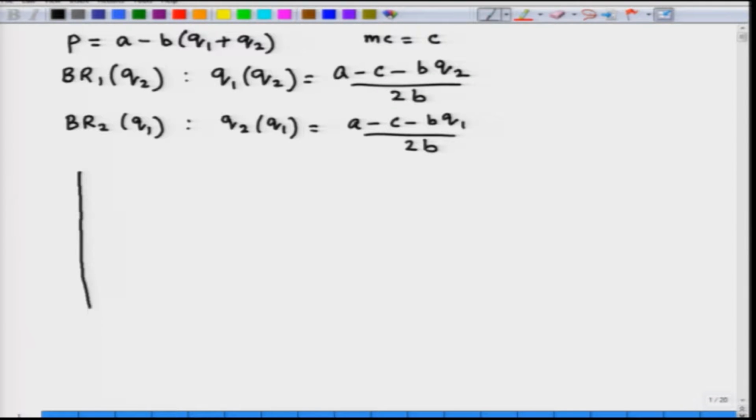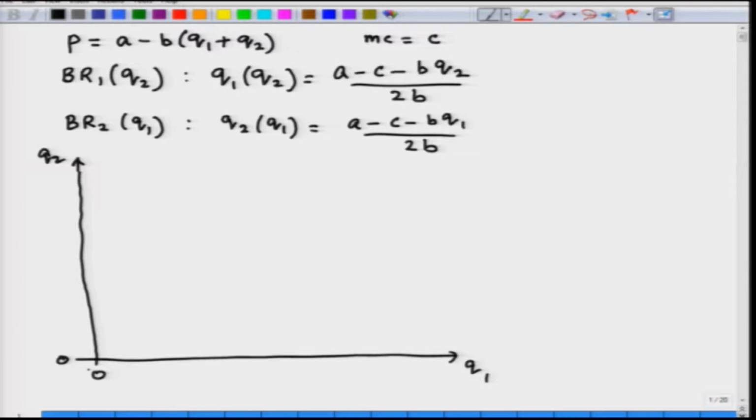When we graph them, we have Q1 on the x axis and Q2 on the y axis. When Q2 is equal to 0, firm 1 is a monopolist and produces the monopoly output A minus C by 2B, and when firm 2 produces A minus C by B, which is the competitive level of output, firm 1's best response is to not produce at all. If I connect these two points, I get the best response function of firm 1 for each choice of firm 2's output.